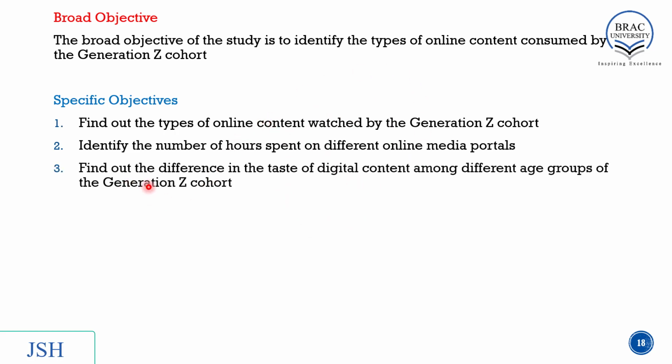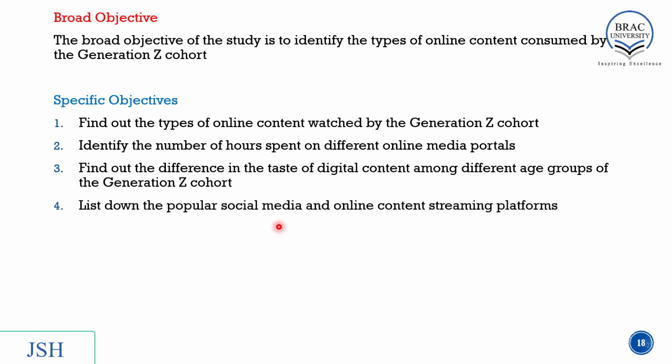Next, I want to find out the difference in the taste of digital content among different age groups of the Generation Z cohort. I mean, obviously, people of all ages do not like the same content. So, just to explain, maybe I want to find out what types of content are preferred by those who are 15 to 20 years of age. Again, what type of contents are preferred by those who are 25 to 30 years of age? Is there any difference between these two preferences or are they same? I mean, do the younger ones prefer movies or TV series? Do the older ones prefer Facebook or LinkedIn? And that sort of analysis.